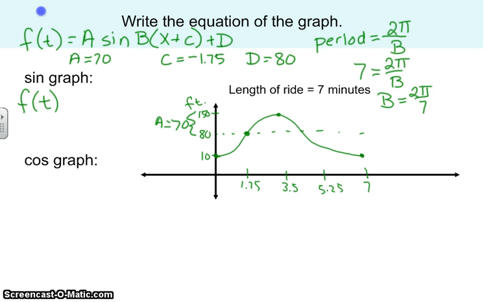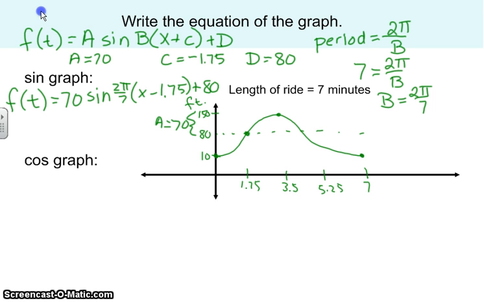F of t is equal to A, 70, sine of b, which was 2 pi over 7, times x plus c, which is minus 1.75, plus d, 80. So there is my very nice function, although it's a little bit on the crowded side, so I will try to move it over there just a bit. Everything that I just wrote, I'm going to use exactly the same. I'm going to use the same A, the same D, the same B. The only thing that's different is the shift.